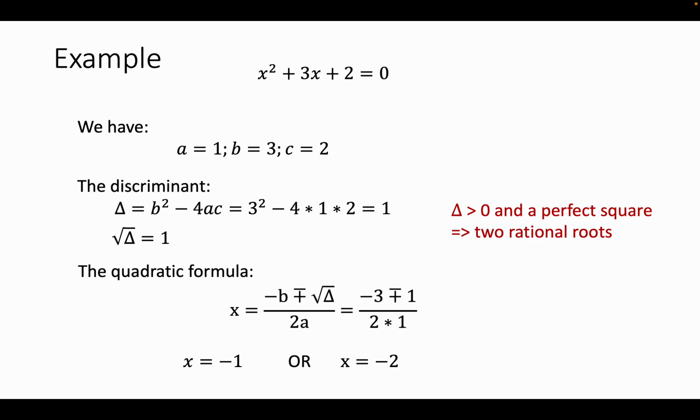We can then use the quadratic formula, which is x equals negative b plus or minus the square root of delta, divided by 2a, which becomes negative 3 plus or minus 1, divided by 2 times 1, which will give us a result of x equals negative 1 or x equals negative 2.